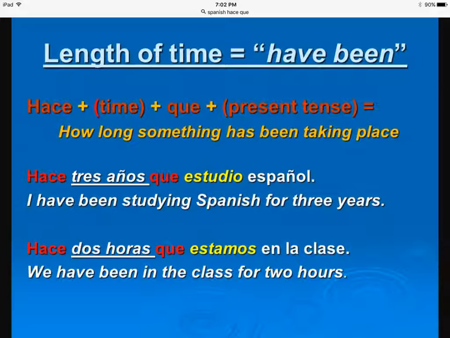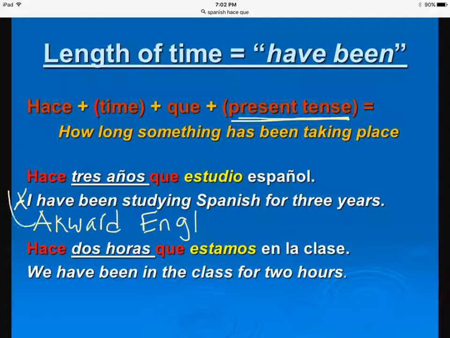So here are your formulas again. The statement is hace plus time plus que plus your present tense verb. Make sure you're putting it in the present tense. Let's look at another example. I've been studying Spanish for 3 years. This is your original sentence. They're not giving you the awkward one. Your awkward one would be, it makes 3 years that I study Spanish. That is what you're going to translate into Spanish and get it perfect. So you'd say, hace 3 años que estudio español.